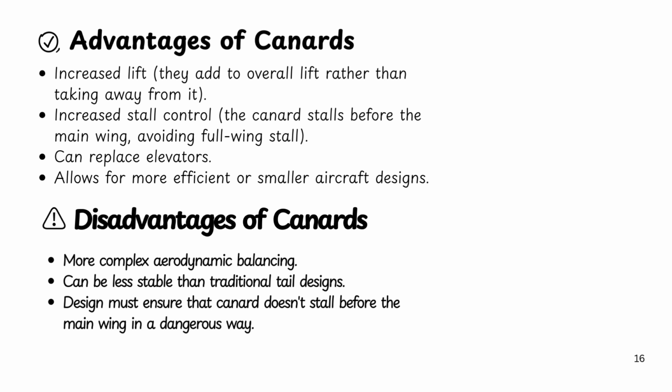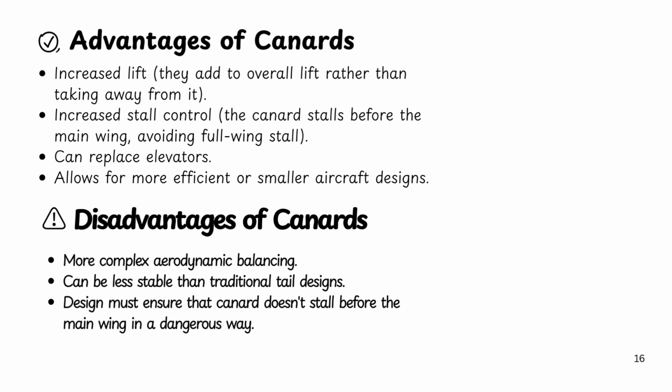Advantages: lift contribution. Unlike a horizontal stabilizer that typically creates downward force, a canard can generate lift, improving efficiency. Improved stall behavior. Since the canard stalls first, it naturally lowers the nose, helping the aircraft recover before the main wing stalls. Better pitch control authority, especially at low speeds or during high angle of attack maneuvers.